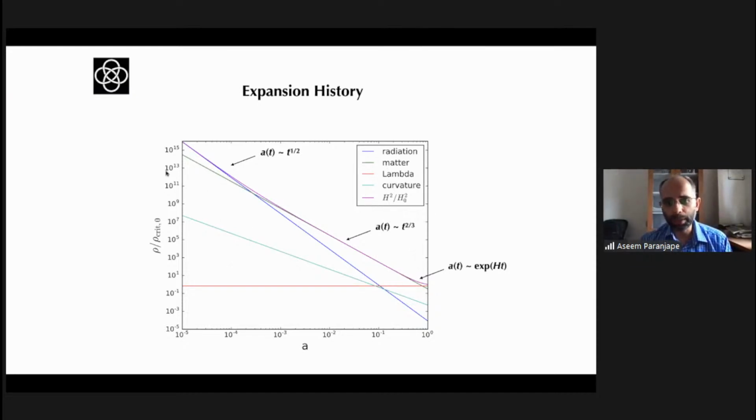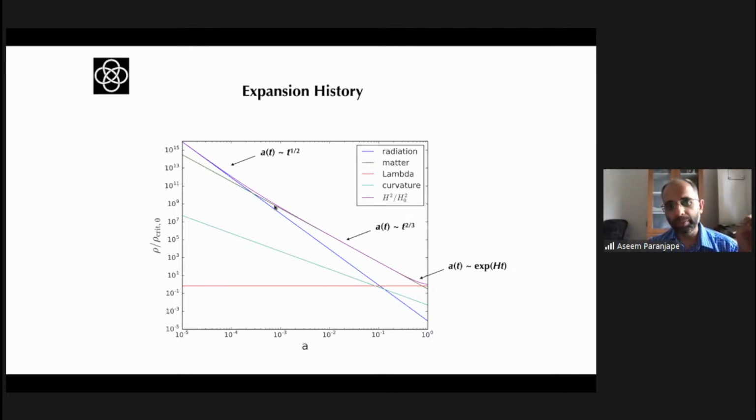The purple curve, this uppermost curve, is the sum of all of them, and the individual species are radiation in blue, non-relativistic matter in green, curvature in teal, and the cosmological constant, which is this horizontal line in red. So you can see several different interesting things. At very early times, radiation is the dominant species, clearly, because the blue and the purple are almost matching. And this is easy to understand. Radiation behaves like 1 over a to the power 4. So if I make a very small, then very quickly in the past, radiation will become the most dominant species.